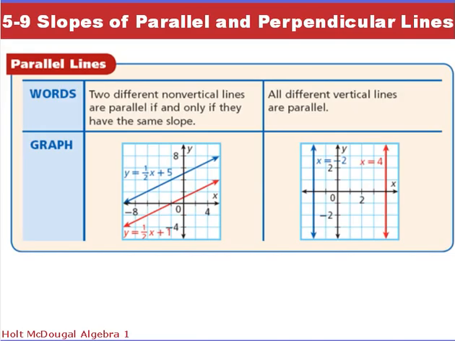These two lines we just looked at are called parallel lines. The slopes are the same, but their y-intercepts are different. And so parallel lines again have the same slope, different y-intercepts. When we have vertical lines, all vertical lines are parallel because they all have an undefined slope.